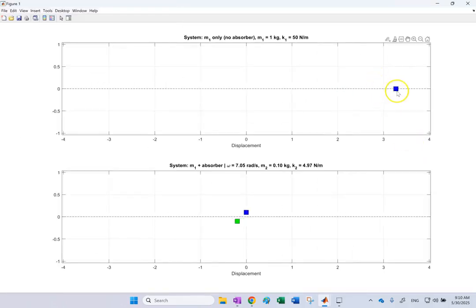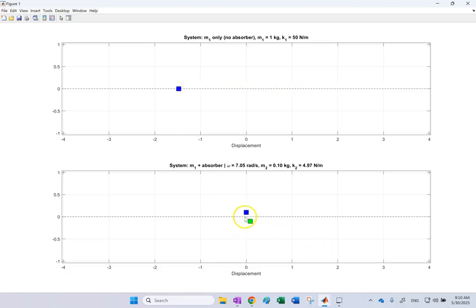So here, the top one is motion of M1 alone. You can see that clearly it has very large amplitudes. Look how far it goes. It goes to like 3.3 or 3.4. It's huge, right? Of course, because your frequency is close to the resonance.